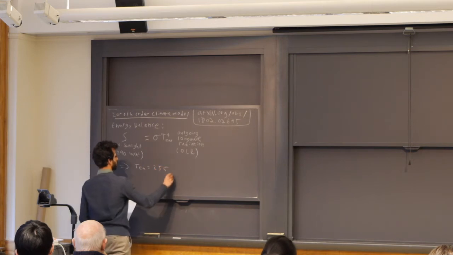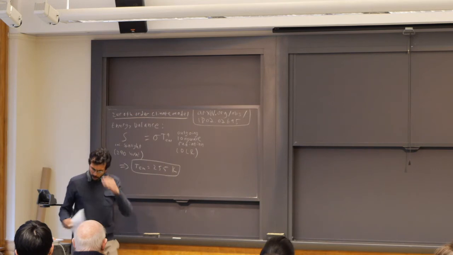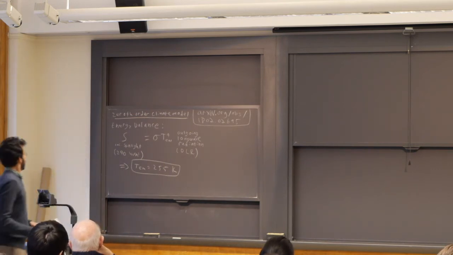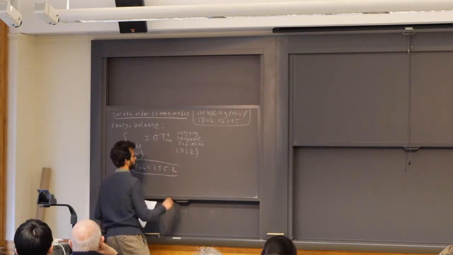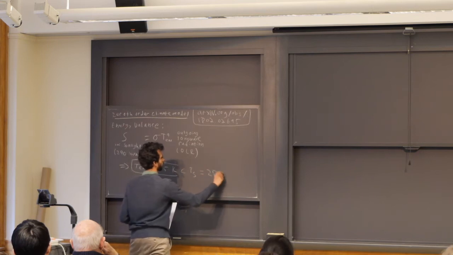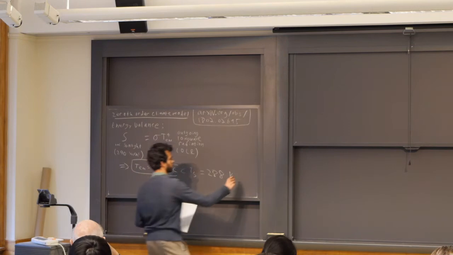This is a number people may have seen before. It gives you about 255 kelvins, which is about minus 18 Celsius. Clearly that's not the surface temperature of the Earth. It's too cold. It is significantly less than the observed surface temperature, which is about 288 kelvin, or 15 Celsius. This is the observed value.